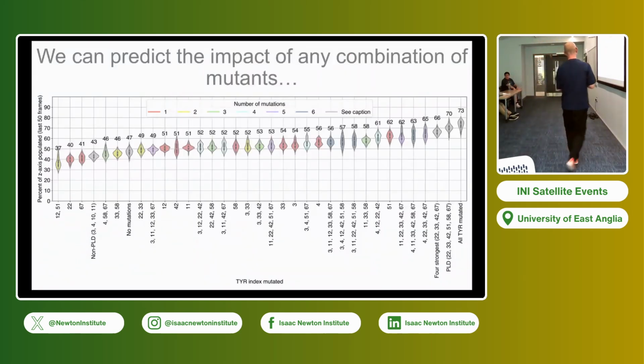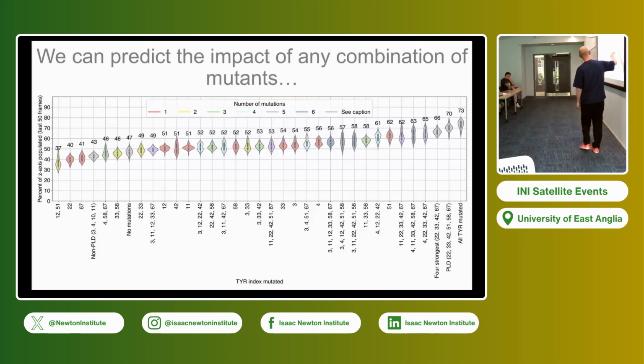What Ruth did then was to say, well, if that works, why don't I just try all possible combinations of mutations? So this was, I don't know how many weeks of work on the HPC, probably months. But anyway, she went through all possible combinations of these residues, and for each of the residues, quantified how well they phase separate. So this is the one that I showed you previously.